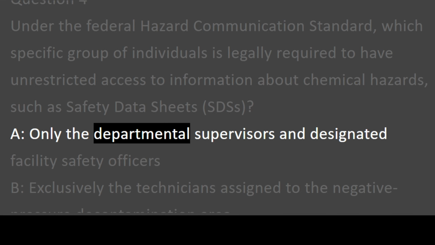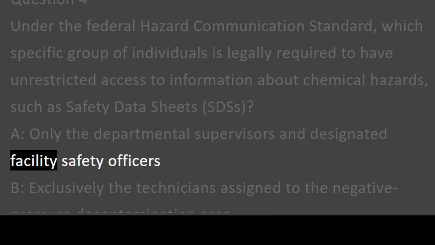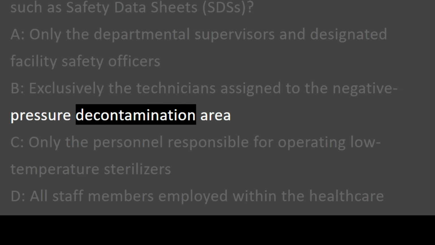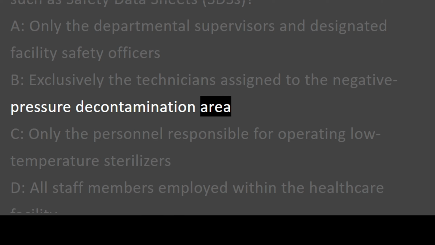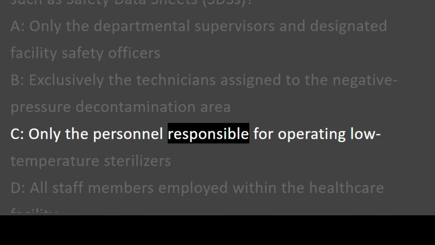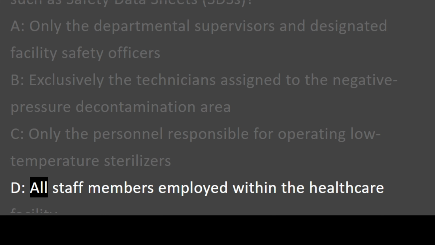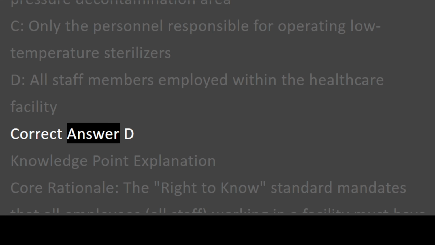A. Only the departmental supervisors and designated facility safety officers. B. Exclusively the technicians assigned to the negative pressure decontamination area. C. Only the personnel responsible for operating low-temperature sterilizers. D. All staff members employed within the healthcare facility. Correct answer D.